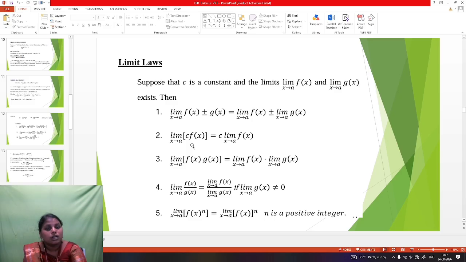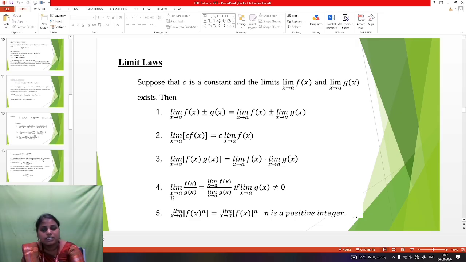C is a constant, so we first write the constant value, then apply the limit function, then apply the limit values to the function. Third one, the limit as x tends to a of f of x times g of x equals the product of the individual limits: the limit as x tends to a of f of x times the limit as x tends to a of g of x.